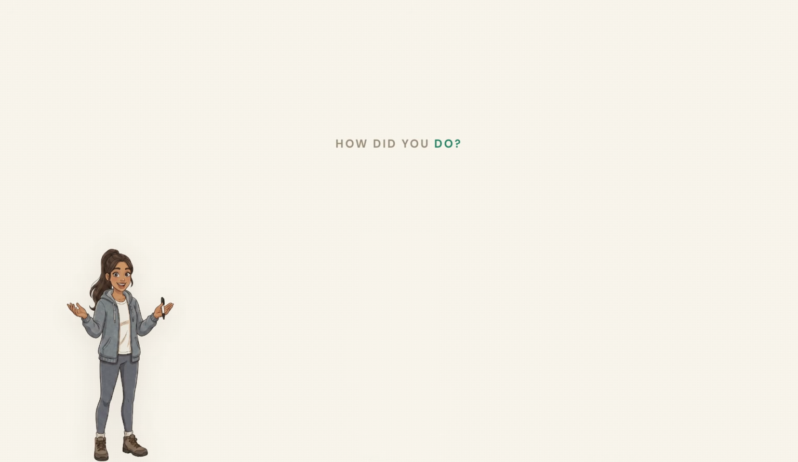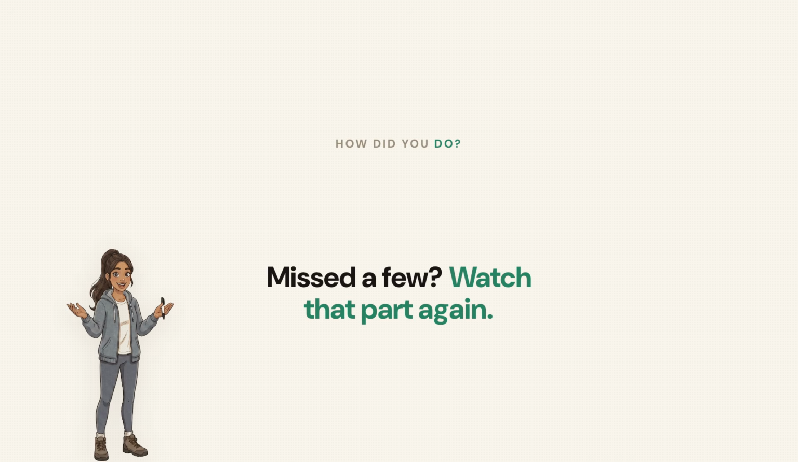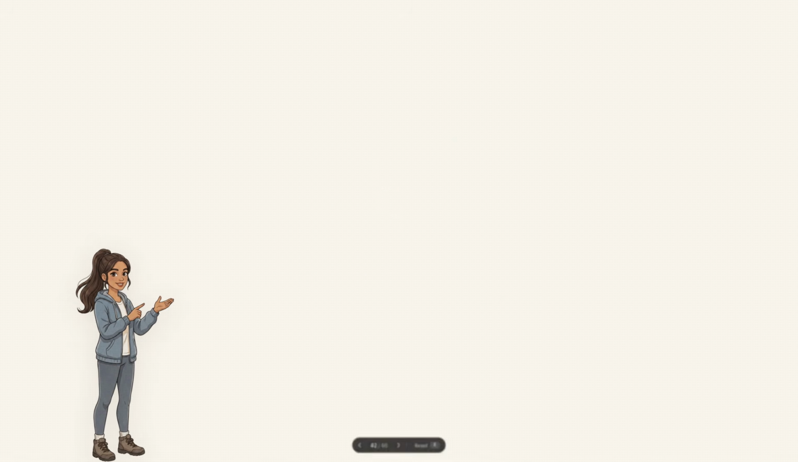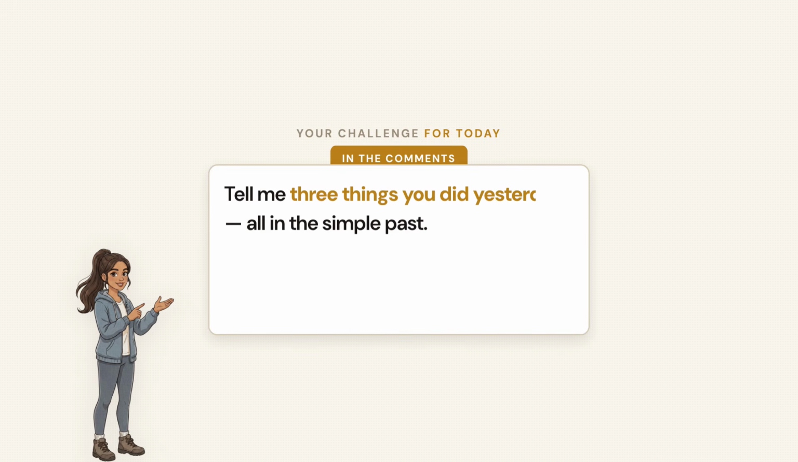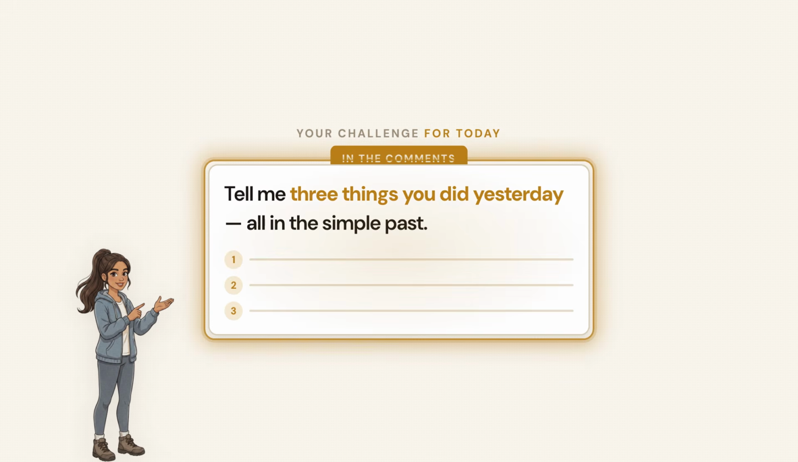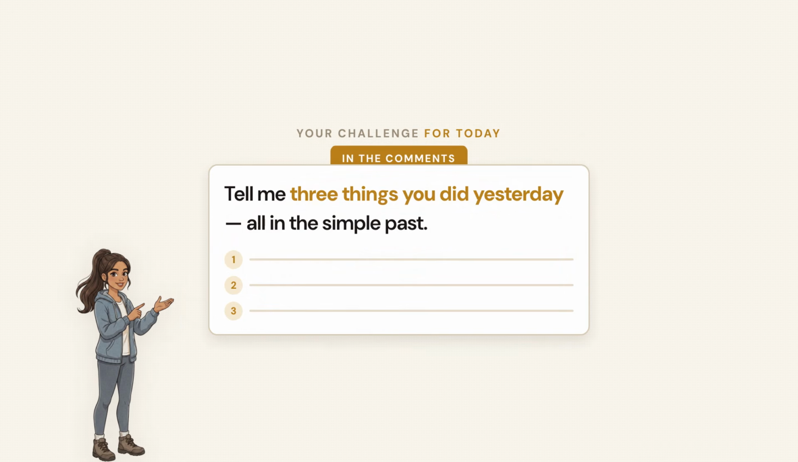How did you do? If a couple slipped past you, that's completely normal. Go back to that chapter and watch it once more. Here's your challenge for today. In the comments, tell me 3 things you did yesterday. 3 full sentences, all in the simple past. Pause the video to do the challenge.